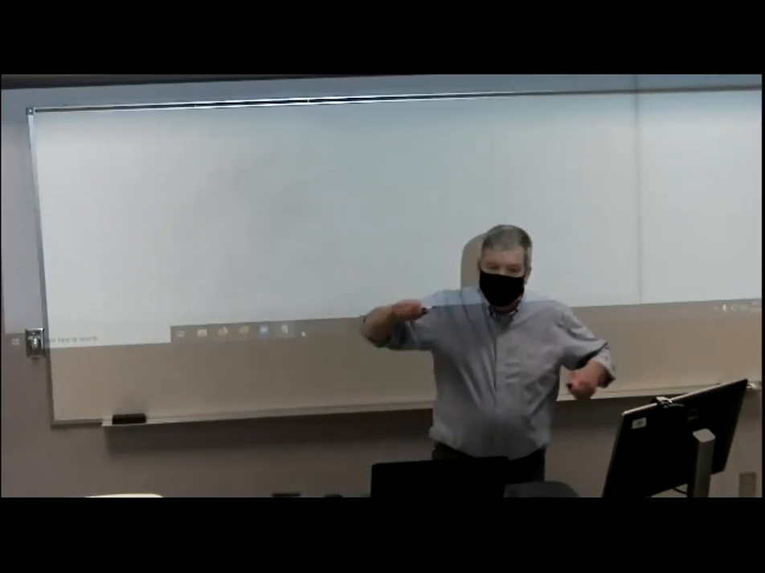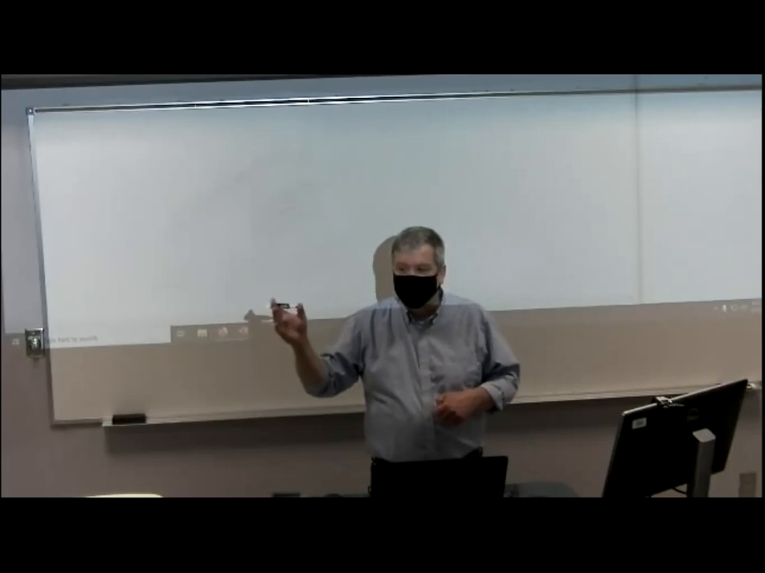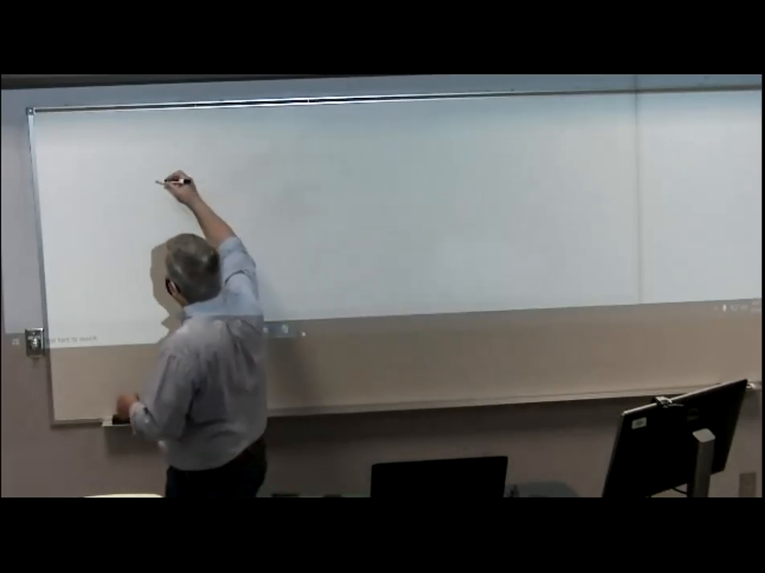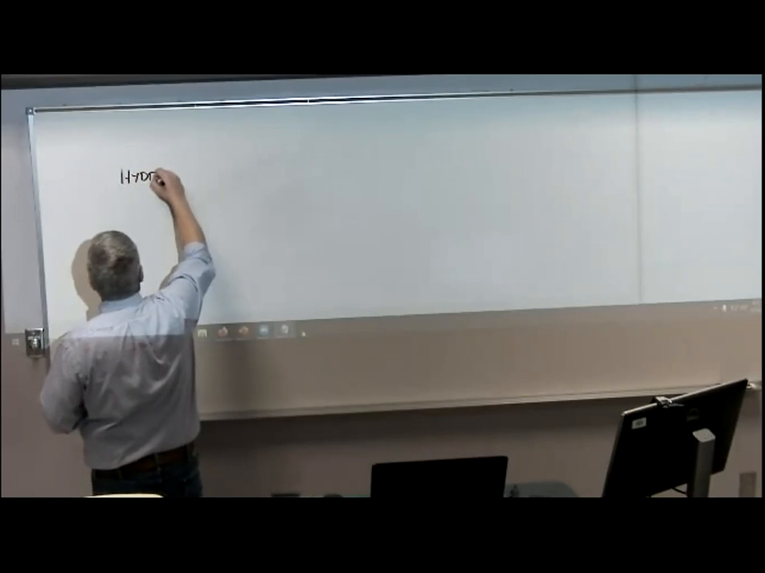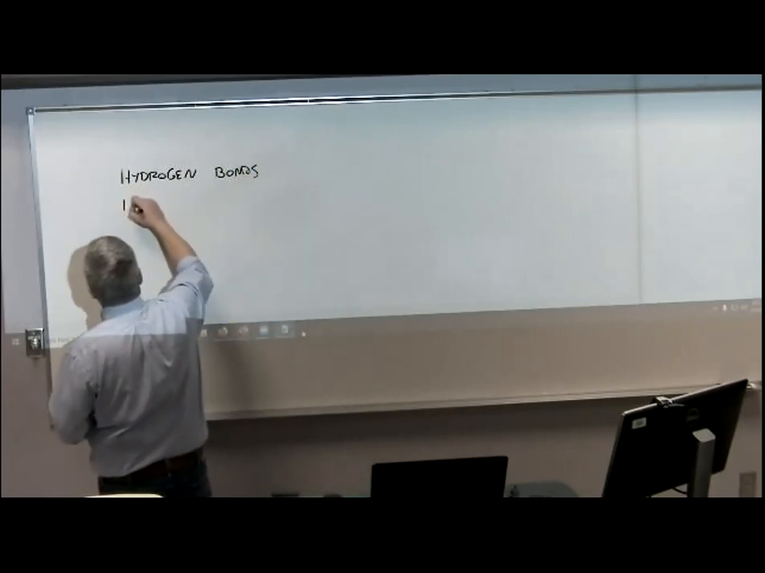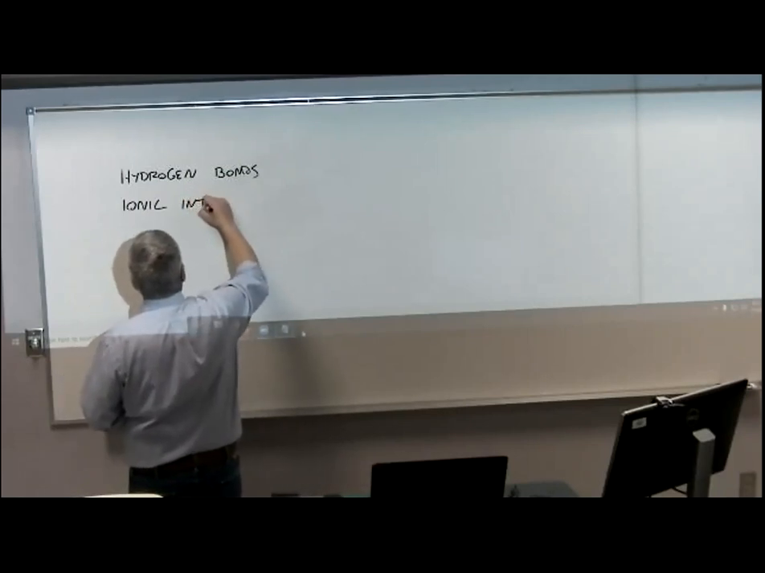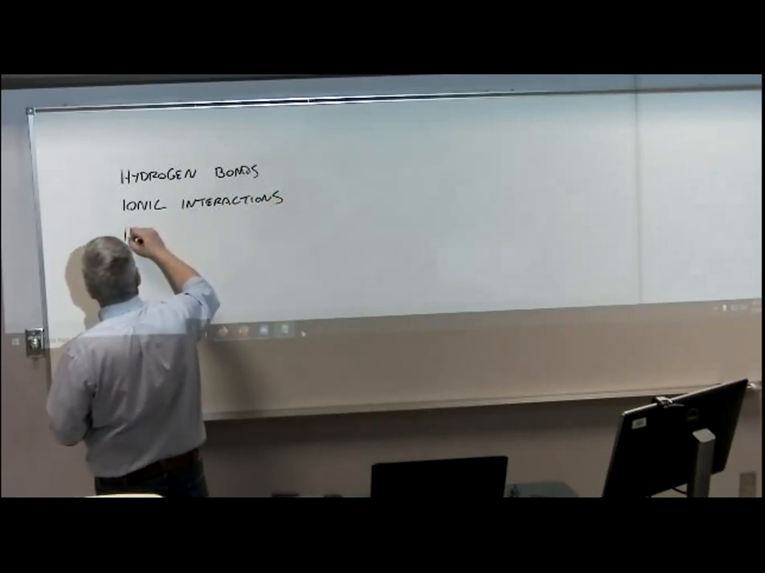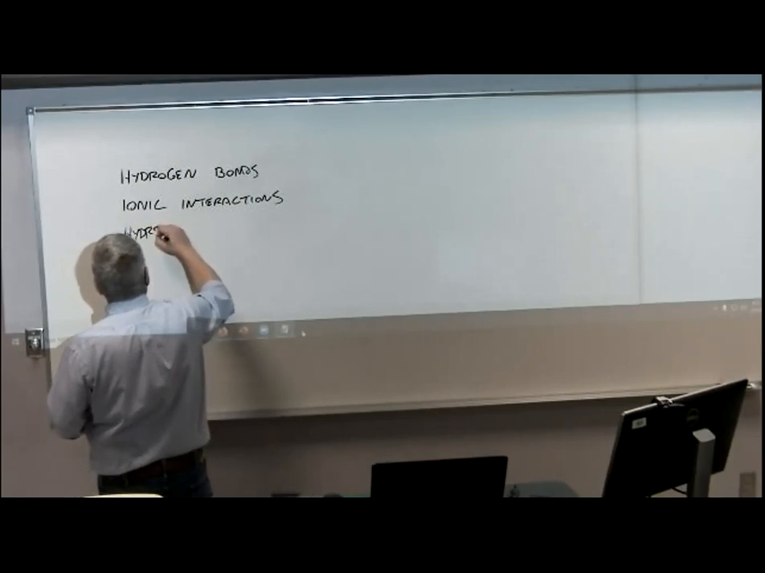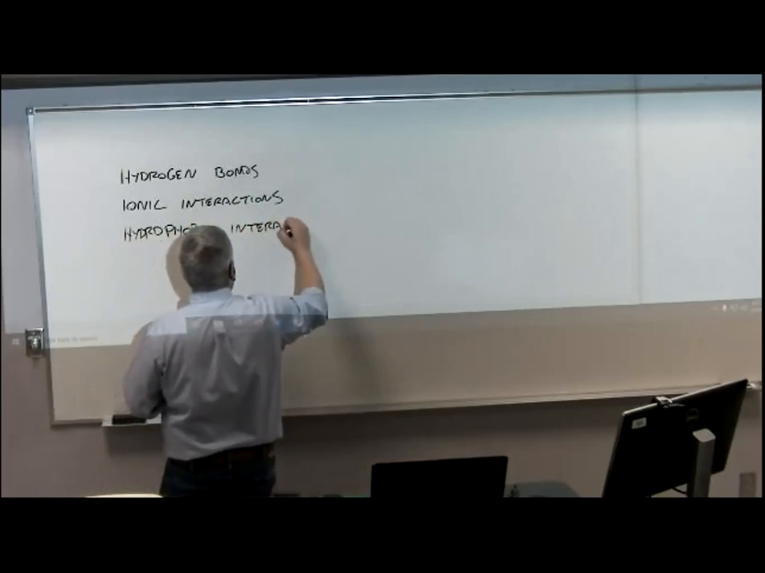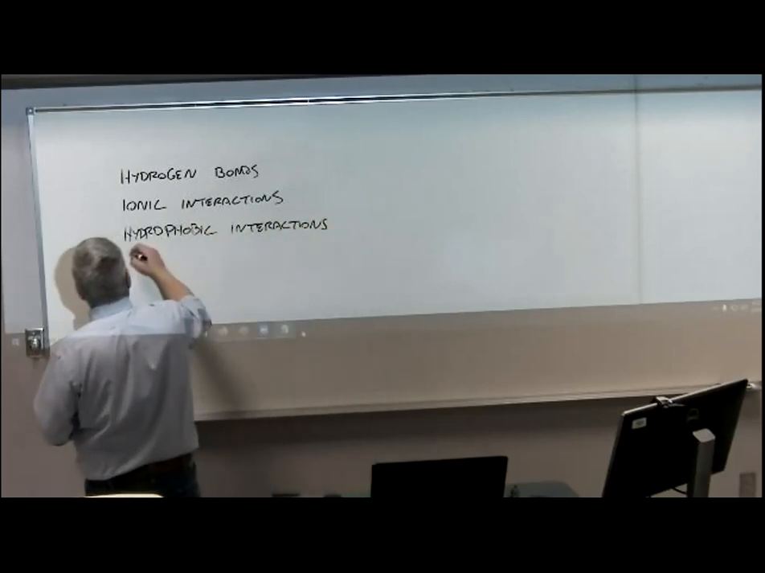Okay, so again, the chemical interactions that make the active site specific for substrate and bind the substrate to the active site are weak molecular interactions like hydrogen bonding, ionic interactions, hydrophobic interactions, and van der Waals interactions.